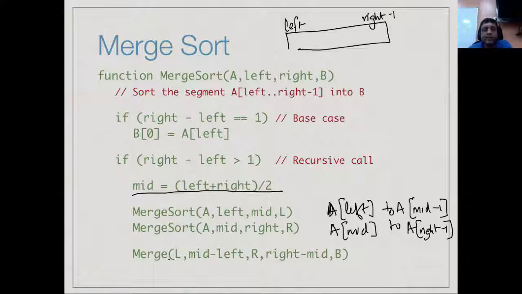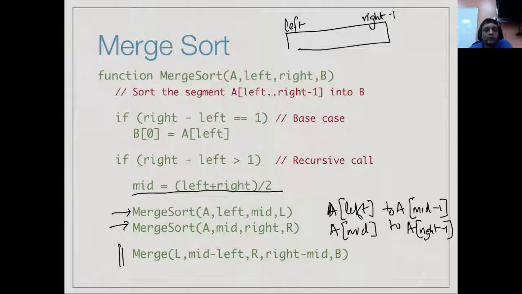So having done this, I will use my earlier merge function to merge L, which is of size mid minus left, and R, which is of size right minus mid, into B. So this is the function that we already had before. So it's a very simple recursive thing. Find the midpoint, sort the left half, sort the right half, and merge them.